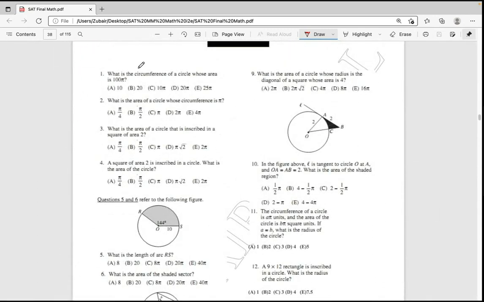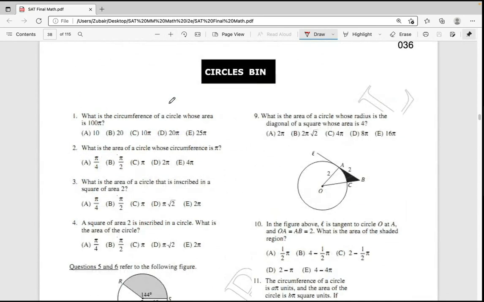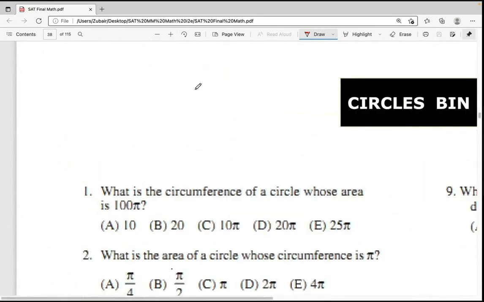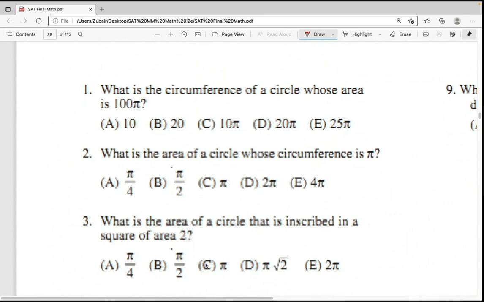And leaving two questions deliberately for practice. This is again circles, and it is adding more to some algebraic practice. What is the circumference of a circle whose area is 100 pi? Try this. So is it 10 pi? C? Would it not be D? It is D. Make a quick check.